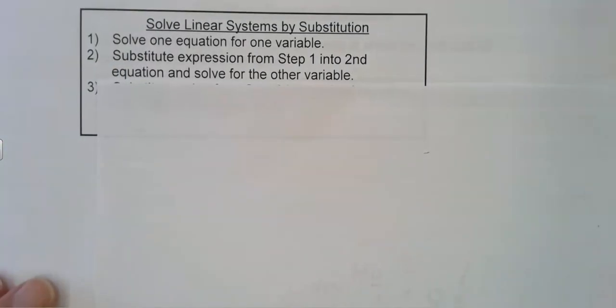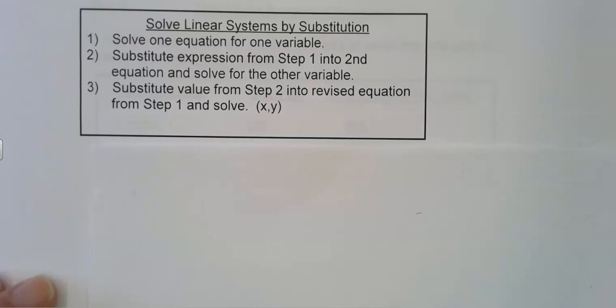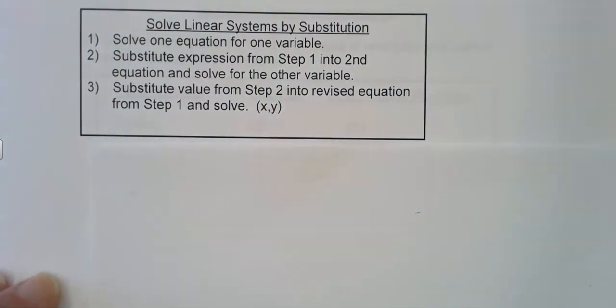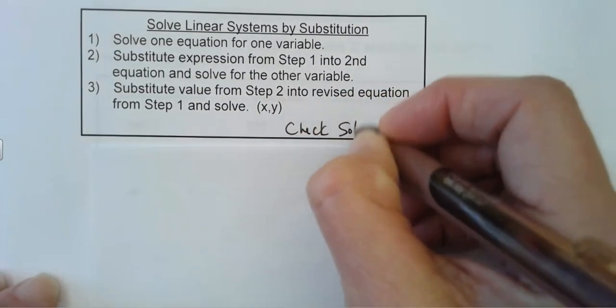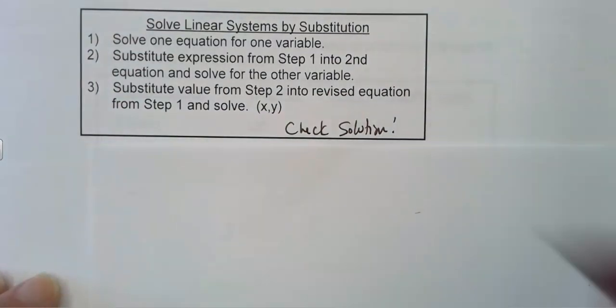So our final step is to substitute the value we found in step 2 into the revised equation from step 1, and we got the other coordinate. So we have the whole x, y. And then, of course, don't forget, always check your solution in both equations, just like we did when graphing systems yesterday.